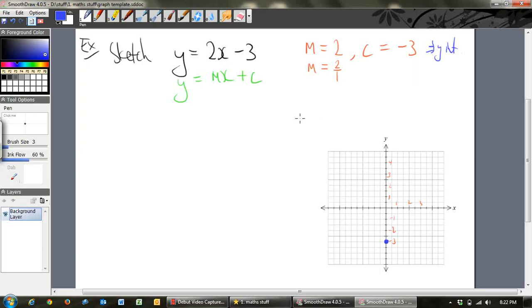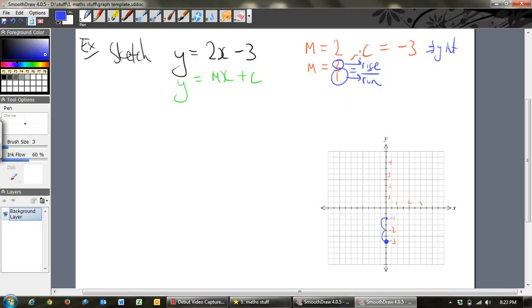Fantastic. Now the second part: the gradient is equal to rise over run. That means 2 is your rise and 1 is your run. So you start at the y-intercept and you go up by 2 and across by 1. Let's do it. We're going to rise by 2: 1 and 2. We've gone up 2 spots.